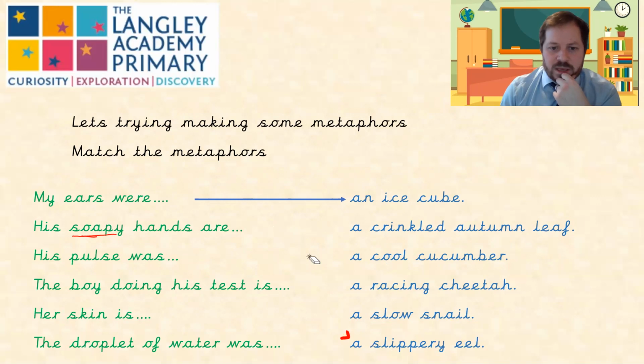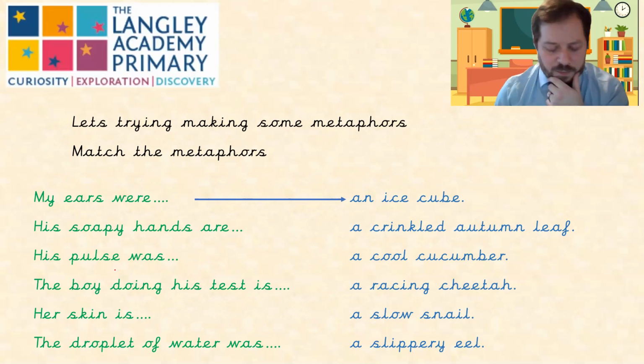The next one is "his pulse was." Now, his pulse is his heartbeat, so taking your heartbeat. And we have to think about this in the case of, what do we mean by his pulse? What could his pulse be doing? His pulse could be fast, or it could be slow. It could be loud, or it could be quiet, I guess, if you were listening to it. But when we think about people's pulses, we tend to think of them being fast or slow. So do any of these relate to speed? Well, let's have a look.